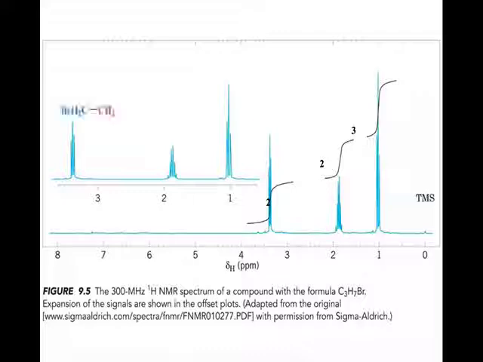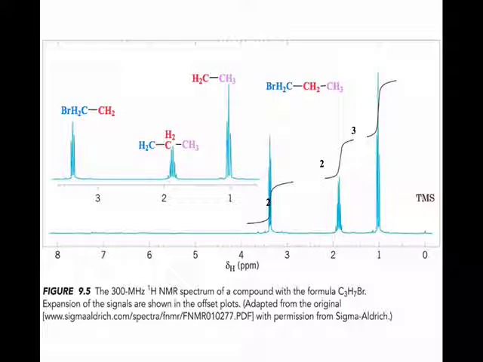See if you're right. Yeah, you're very much so right. Right? So these 3 are this. How many neighbors do these 3 have? 2, so it's a triplet. And it's going to be the furthest upfield because it's furthest from the bromine.